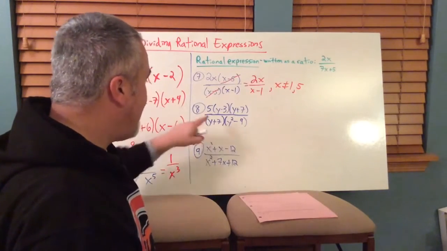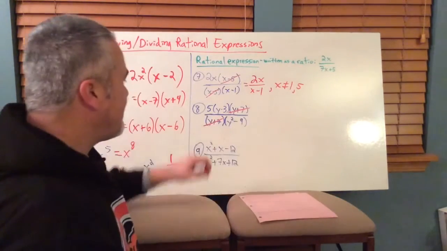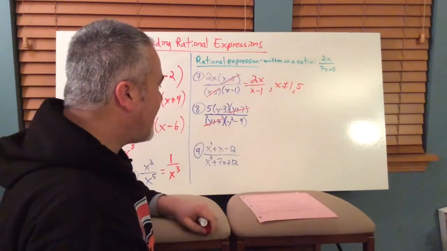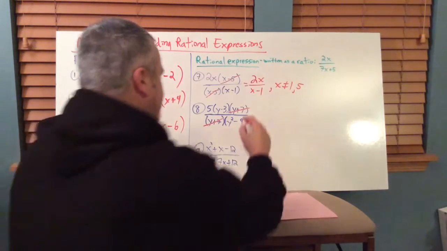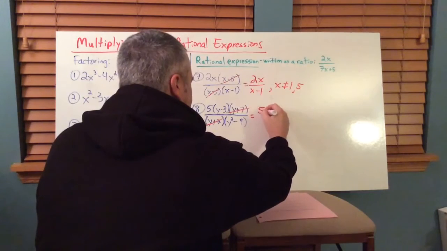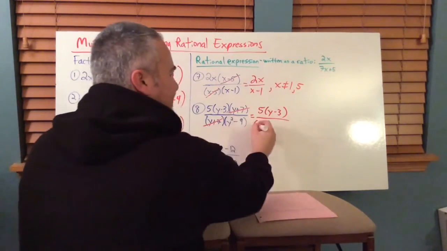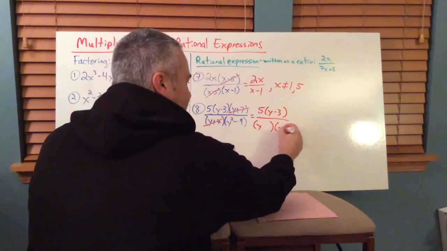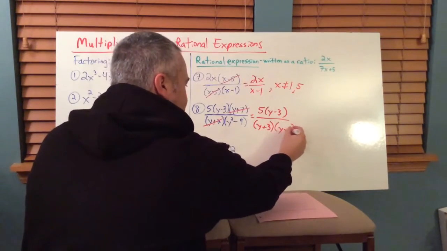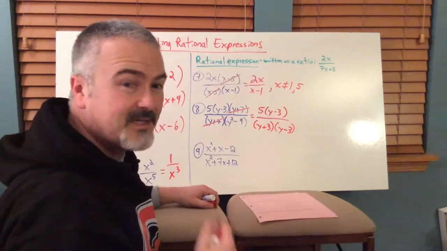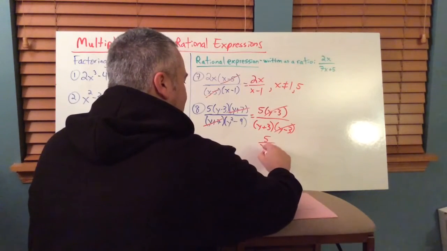Example number 8. I can see that they share a y plus 7, so I can cancel those out. But then if you look here, y squared minus 9, I can simplify that. Actually, I can factor that. So it's going to look like this. That will factor. That's difference of perfect squares. So I take the square root of y squared and the square root of 9. That's plus and minus 3. And then they share a y minus 3, so that'll cancel out. That leaves me with 5 over y plus 3.